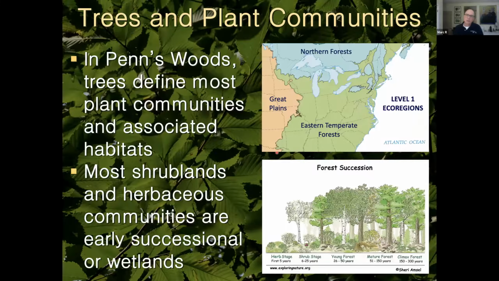When we talk about trees in the ecosystem, it's important to see how they fit into the plant communities and what kind of plant communities are in Pennsylvania. In Penn's Woods, it's called Penn's Woods for a reason. Trees define most of the natural plant communities and the associated habitat. They create the structure for all the other interactions. They are the dominant plant.